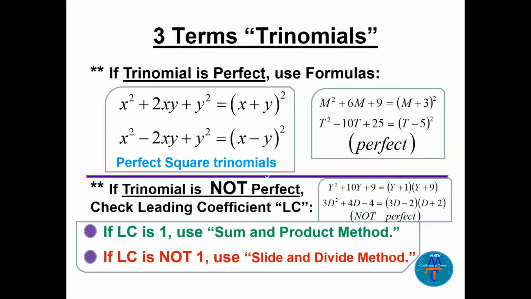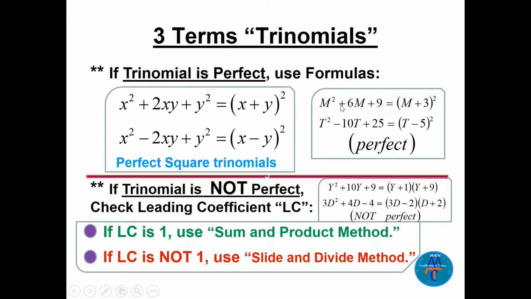Now with 3 terms, maybe this is a little difficult. You have to look at the 3 terms. 3 terms, we call it a trinomial. So the trinomial can be perfect, or sometimes it is not perfect. Let me give you 4 examples.